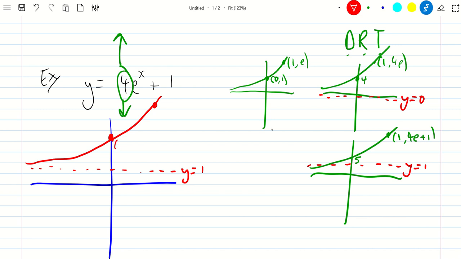So it's going to go through the point 0, 5. And it's going to go through the point 1, 4e plus 1. And on your calculator, you could always figure out what that 4e plus 1 is equal to, to give you a bit of a better idea of what the graph will look like. But that's the whole graph. That's as easy as that.